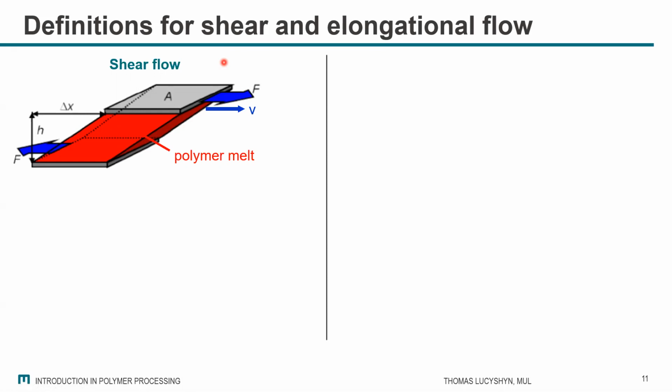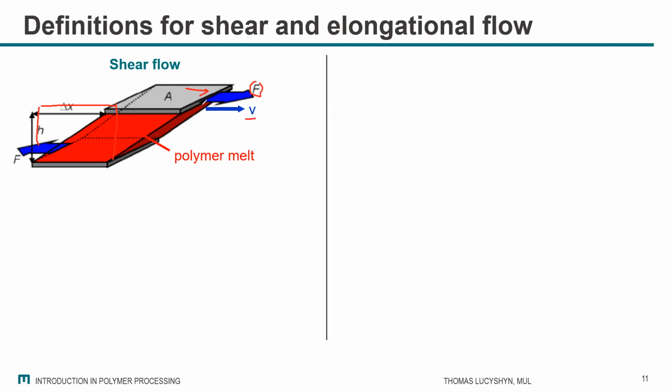So let's have a look at shear flow, with a very simple experiment. We're starting with two plates. The gray ones are two plates, and in between these two plates we have a polymer melt, which is the red one. The starting point is a straight cube of material, and then we start to pull those plates with a certain force F and a certain velocity V.